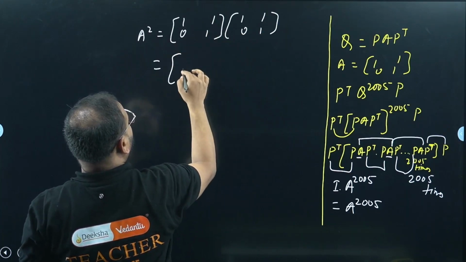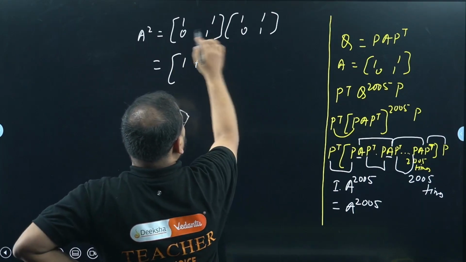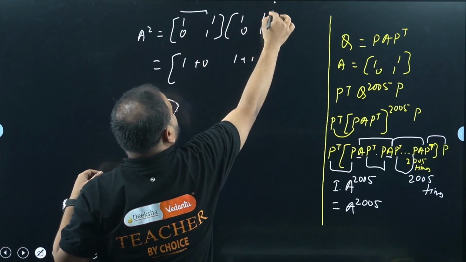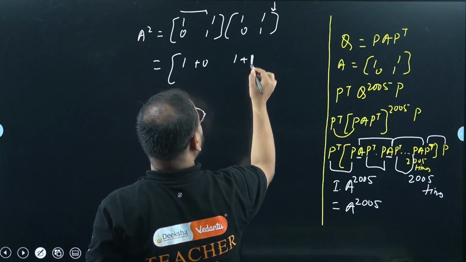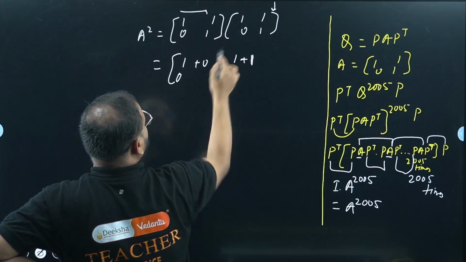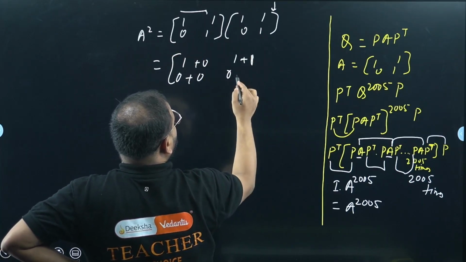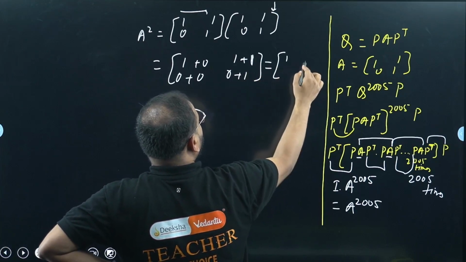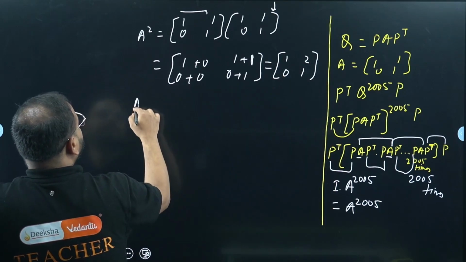So 1 times 1 will be 1, 1 times 0 will be plus 0. Next, 1 times 1 will be 1, and 1 times 1 will be plus 1, so 1 plus 1. What about the second row? 0 times 1 will be 0, and 1 times 0 will be again 0. 0 times 1 will be 0, and 1 times 1 will be again 1. What is my answer? A square is nothing but [1 2; 0 1]. Okay, sir.